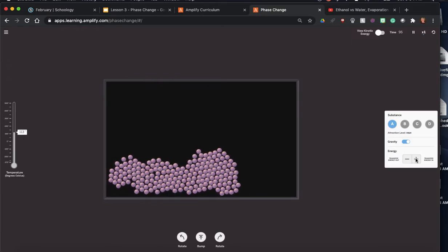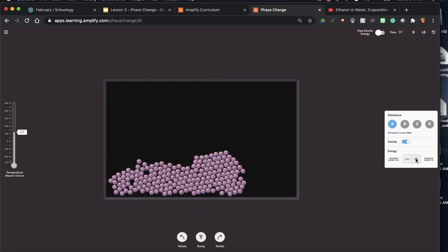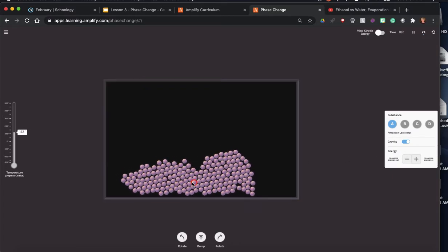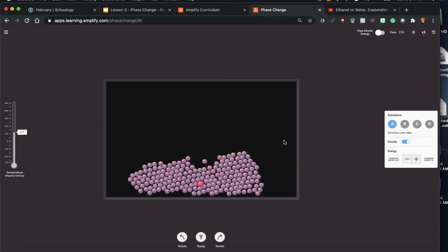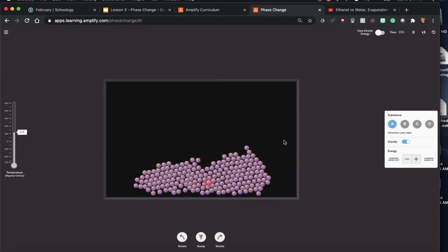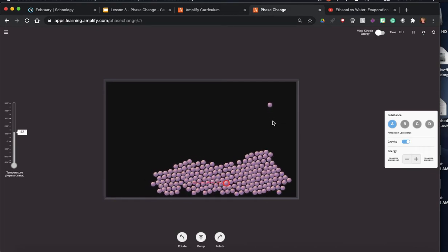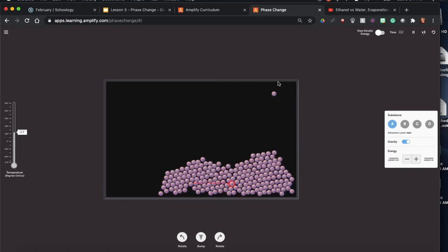Okay, take a look. We're going to let it settle there just for a second. I want you to notice, I'm going to click on one of these molecules again. We can see that it is still pretty much just moving in place. It's not moving around. But I do have these little gas molecules.